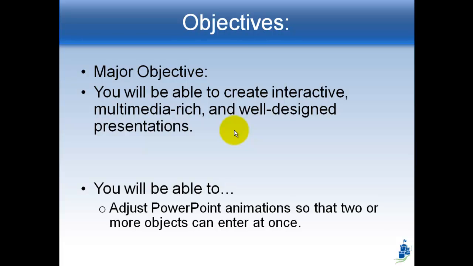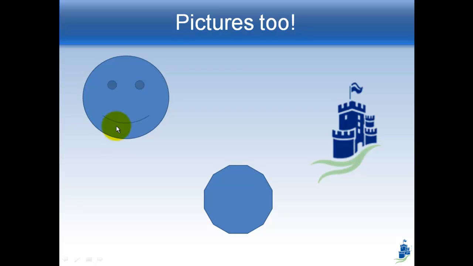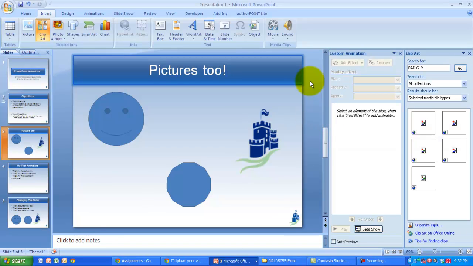Now, so far, we've only been able to show them up 1, 2, 3, 4. Now we're going to set it up so multiple things happen at the same time. This is actually pretty quick and easy. Let's say we go back to these pictures, the smiley face, the polygon, and the castle, and we want to make them all appear at the same time.